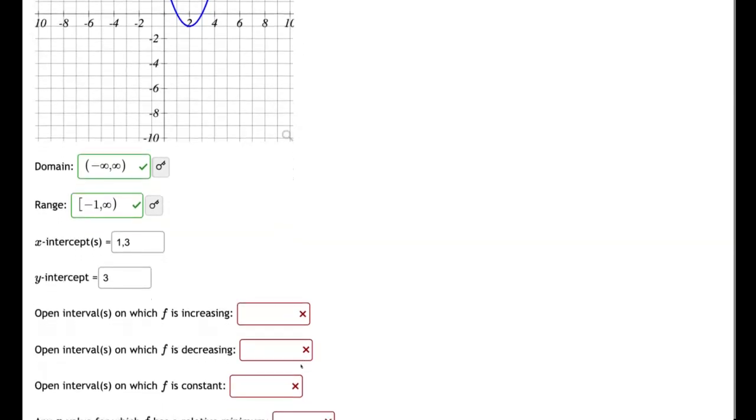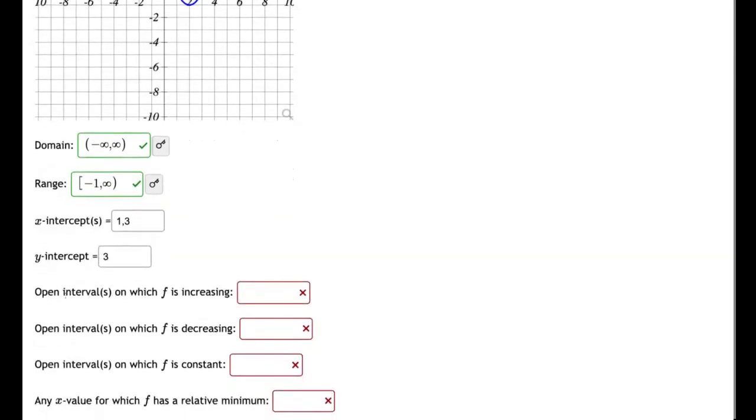All right, so next is open intervals. Open intervals tell me, I wish I could write. I don't know if I can.